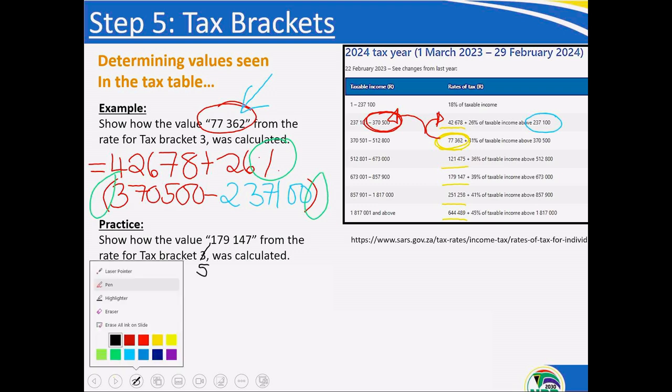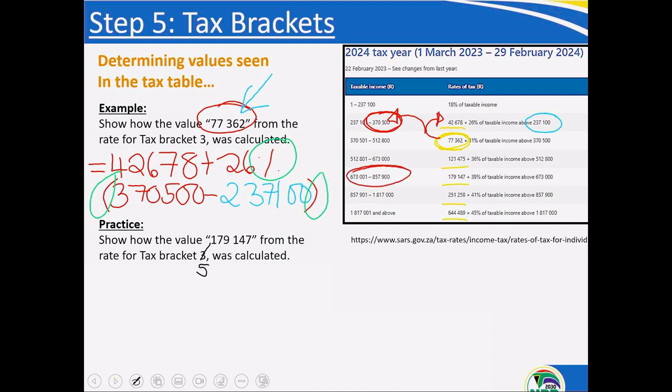So let's find the tax bracket. Tax bracket 5 is over here. So we have identified the tax bracket. Remember, identification is an important mathematical literacy skill. So we have found the bracket. We have found the value in the question. Remember, we are trying to prove how 179,147 was calculated. So, we look for the value, we have found the value, and we jump above.